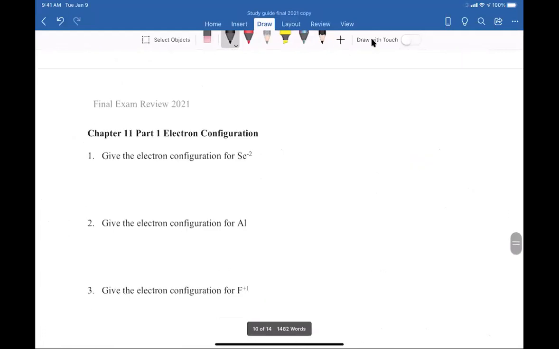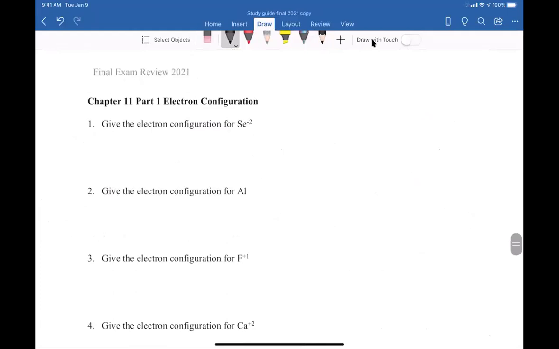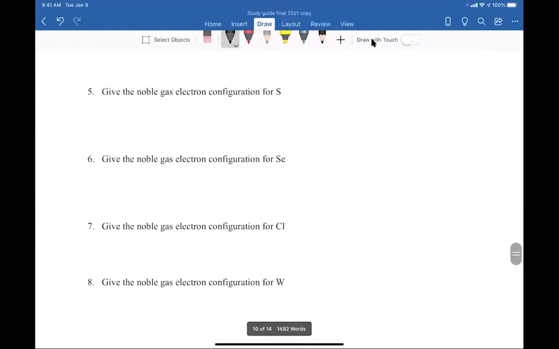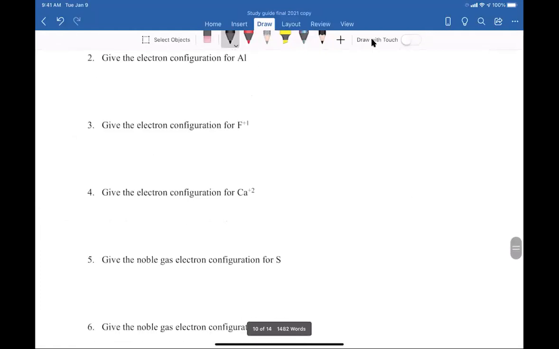Okay, so let me go into electron configurations then. Remember, there are 2 types that we were tested on, the main ones: regular electron configurations and then noble gas configurations. We're going to do both.